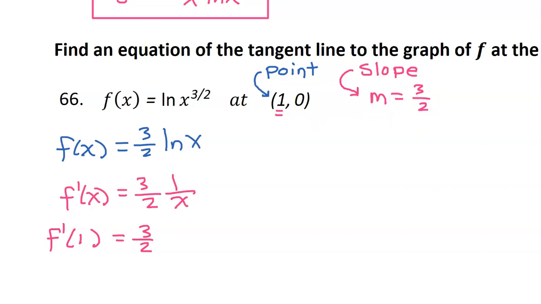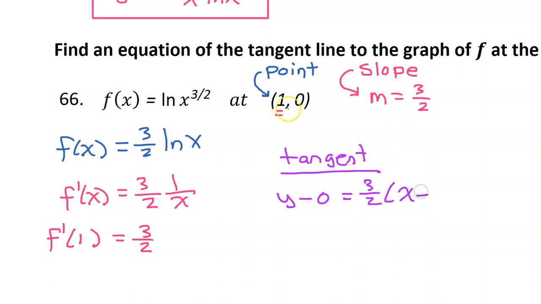And remember, in order to write the tangent line equation, all we needed was a point and the slope, and now we've got it, because we're going to just do point slope form. So y minus y1, so that's y minus 0, is equal to the slope times x minus x1.